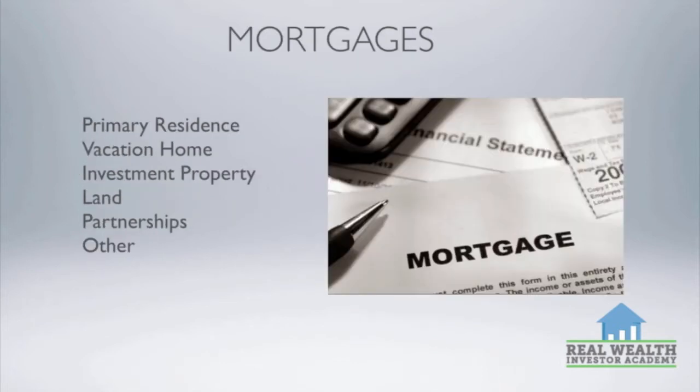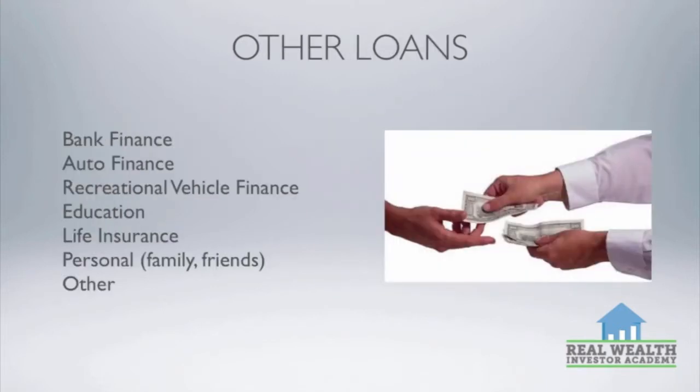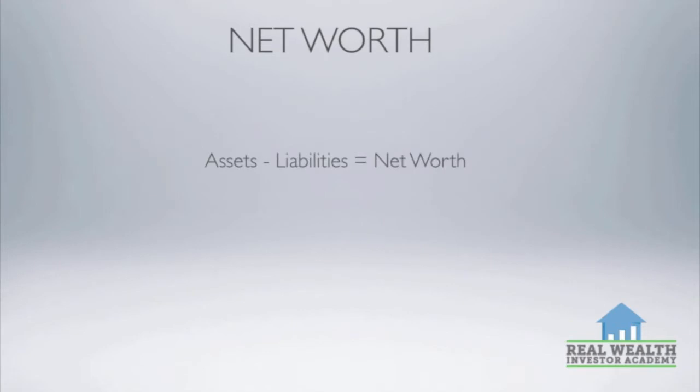Of course, mortgages. This will be on the real estate. Any debt you have against your real estate assets, your primary residence, your vacation home, investment property, land, partnership, other. Of course, any other loans you might have: bank, auto, recreational vehicles, education, those college loans, boy, we know about those. Life insurance, personal, and other.